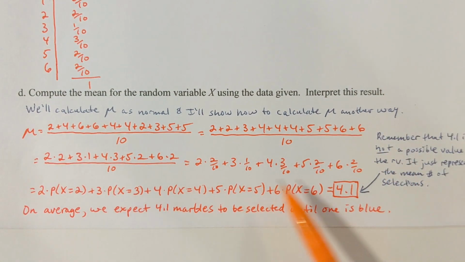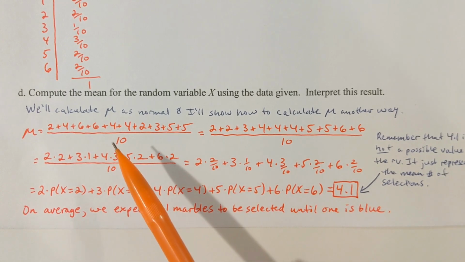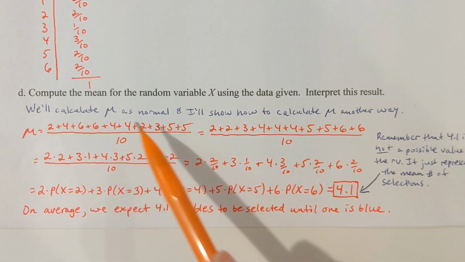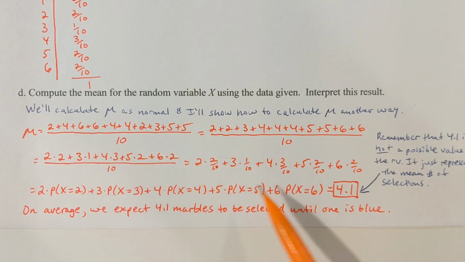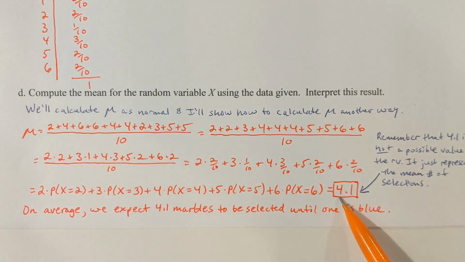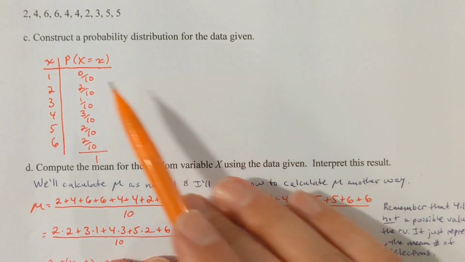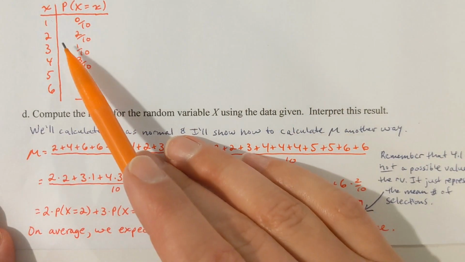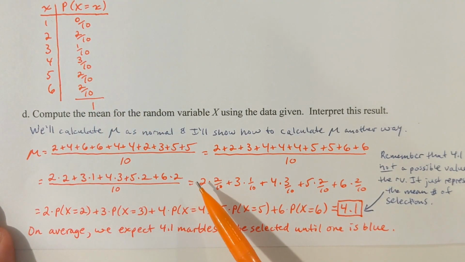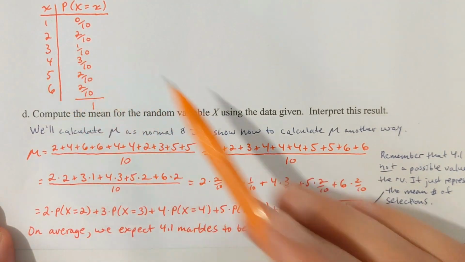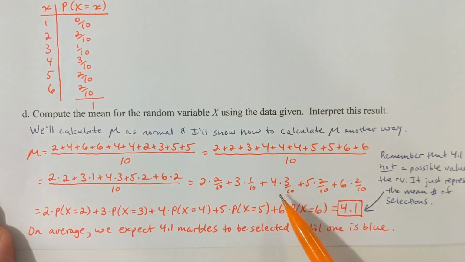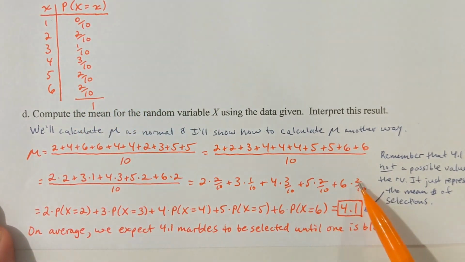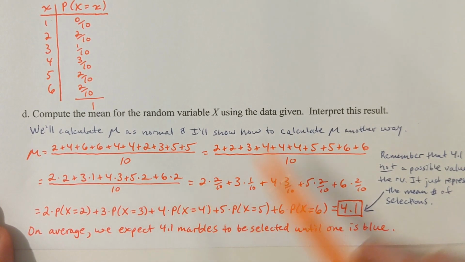Now what I'm doing here next is showing an algebraic manipulation of this formula, to see how we can still get the mean from this distribution. If you just take the value times the probability, so I've got 2 times 2 over 10, 3 times 1 over 10, 4 times 3 over 10, 5 times 2 over 10, and 6 times 2 over 10, and I add them together, I'll end up getting the same answer.